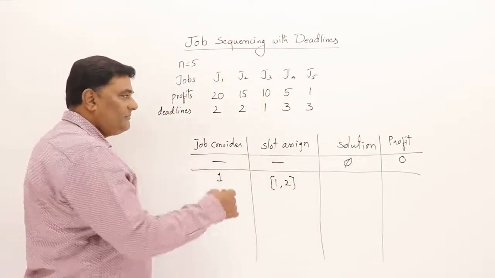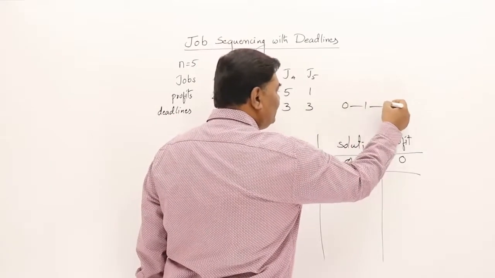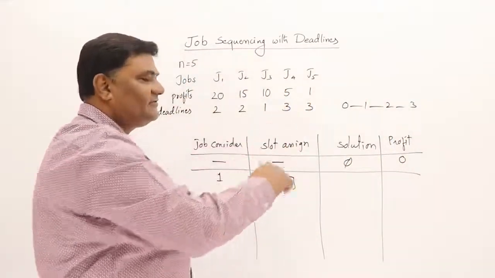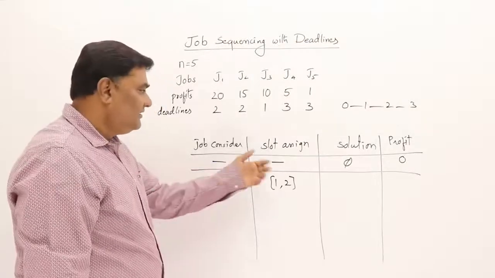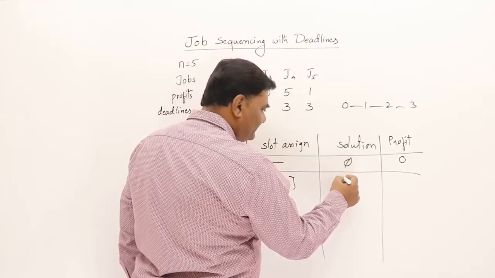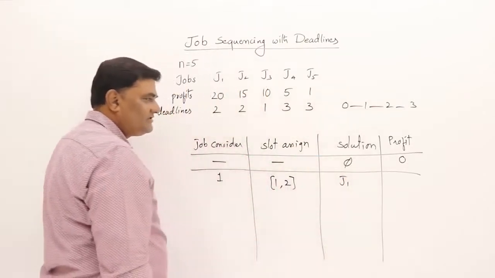1 to 2. You remember we have the slots from 0 to 1, 1 to 2, and 2 to 3, because the maximum deadline is 3 here. So these are the slots available. Now for the solution, as this is included, we have allotted this slot. Job 1 comes into this solution.